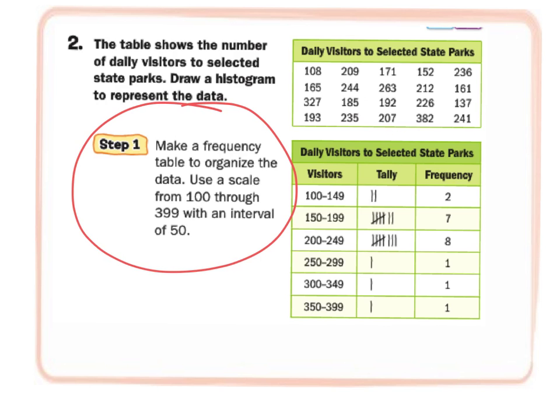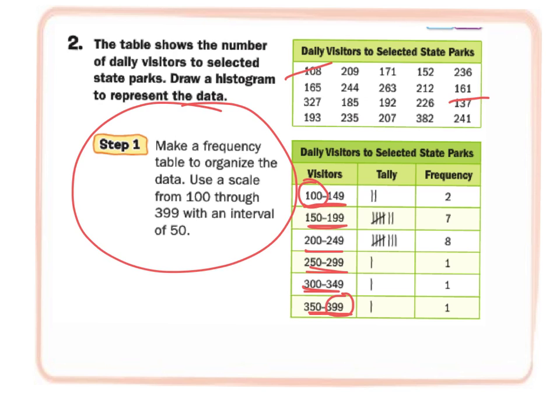Okay? So you use a scale from 100 through 399 with an interval of 50. So notice there's 50 numbers there, 50 here, and here, here, and here. They're all the same interval. They're all 50 apart. And they start at 100 and go all the way to 399. Okay? And then you go up here and you say, oh, 108 was in there, so you mark a tally. And then you can see any number in between 100 and 149. And where would that other one be? 100 and 149.